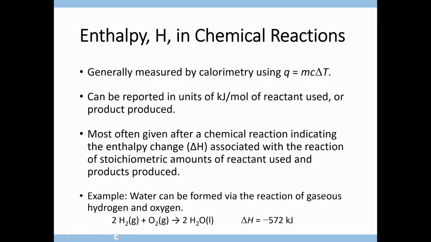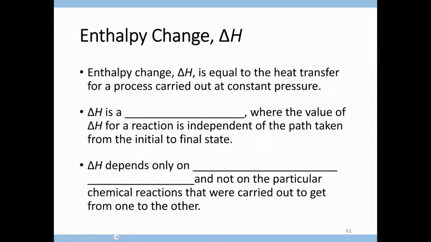And so usually this value is given after a chemical equation. So here's the reaction to form water, so forming H2O from its elements, H2 and O2. And this reaction, when this occurs, releases 572 kilojoules of energy. So this is the enthalpy change associated with this chemical reaction. So that's kind of how we see the values.